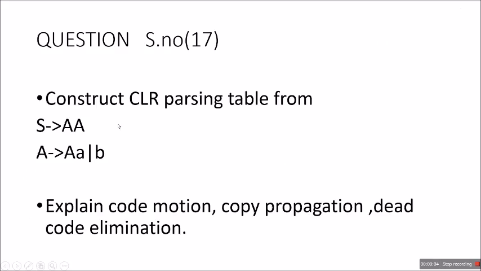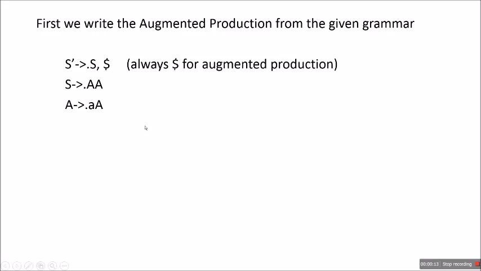The current question is S gives A or B. These are the productions. We have to construct a CLR parsing table from the given productions. Considering this, first we have to write the augmented production for the grammar, which includes an extra production S dash gives dot S, comma dollar. Here dollar is the lookahead for the augmented production.